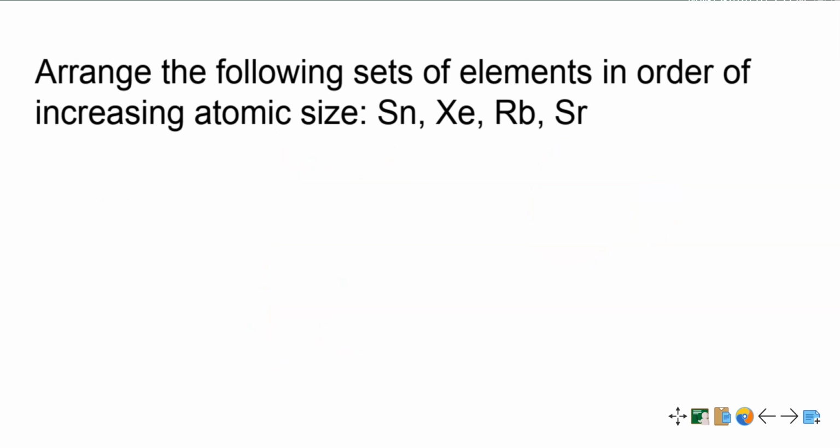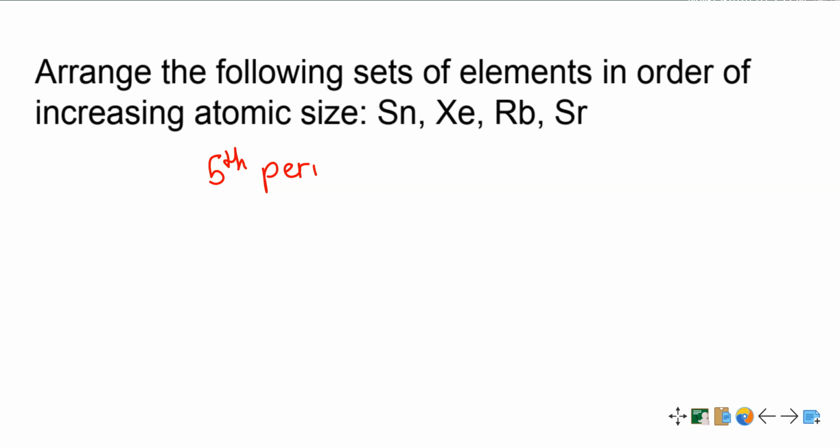Okay, and then our last question is to arrange the following sets of elements in order of increasing atomic size. So I have to find these on the periodic table. Give me a second. I know I should have had this done already, but I forgot. Okay, so I've got antimony, xenon, rubidium, and tin, xenon, rubidium, and strontium. And all of these are in the same row. They're in the same period. They are in the 5th period.